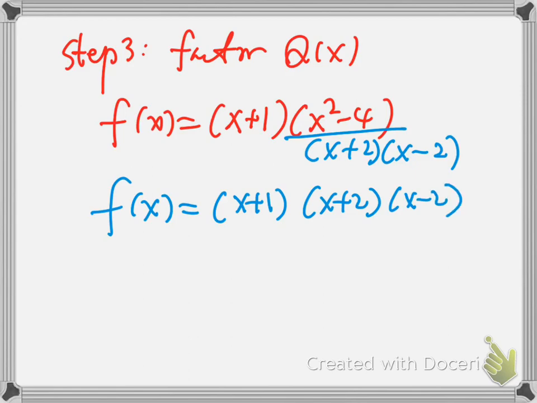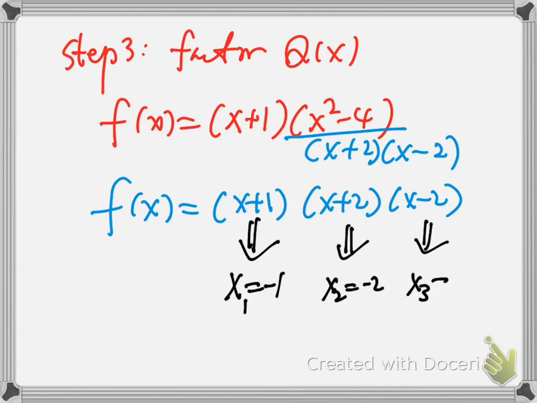So we factored f. How many solutions, how many zeros do we have from f? Now we have 3 zeros, right? Make this factor 0, we got x1 is -1. Make this factor 0, x2 is -2. Make this factor 0, x3 is 2. Then we find out these 3 solutions for this function f.